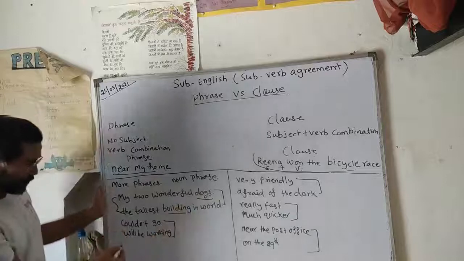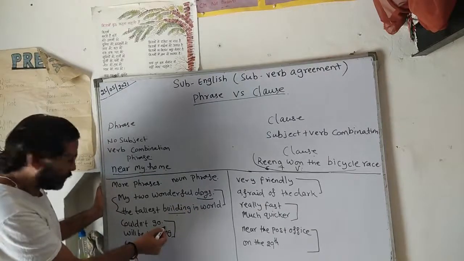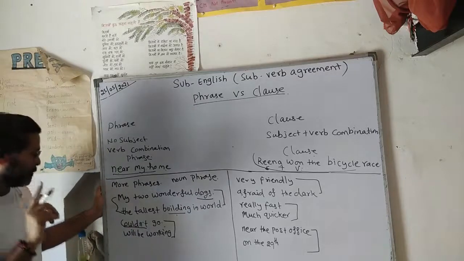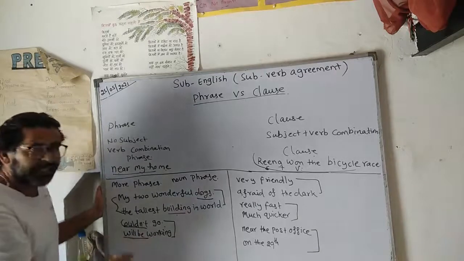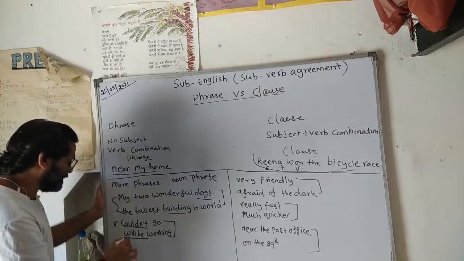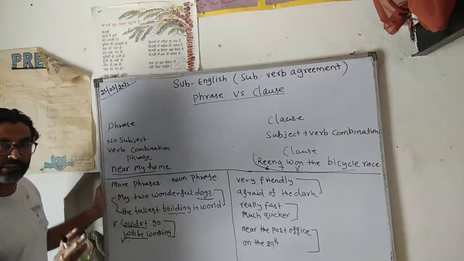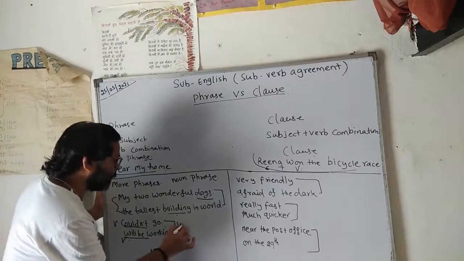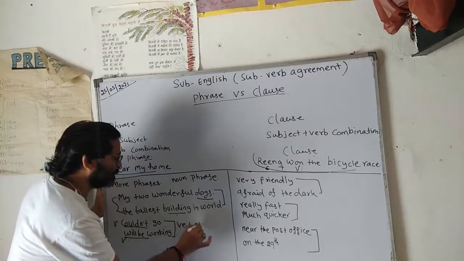And the next two: "could not go." We have a verb in this sentence but we do not have a subject. "Will be working." Again, this is a verb, but there is no subject in this sentence. So we will call these two verb phrases.